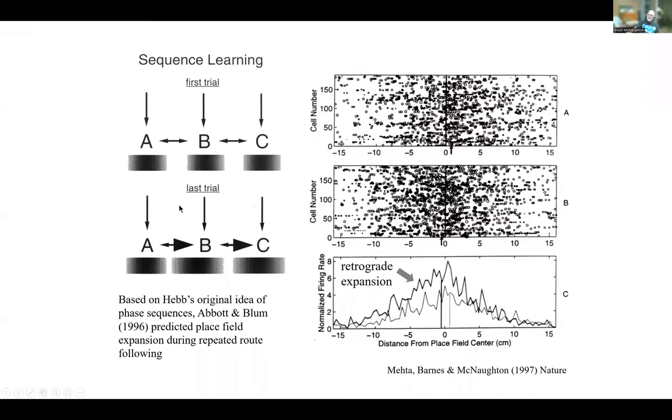Okay, and that's exactly what happens. This is sort of the average result, that this is the initial distribution of the center of mass. This is averaged over all these cells. And that with experience, there's a retrograde expansion. It's not huge, but it's significant.